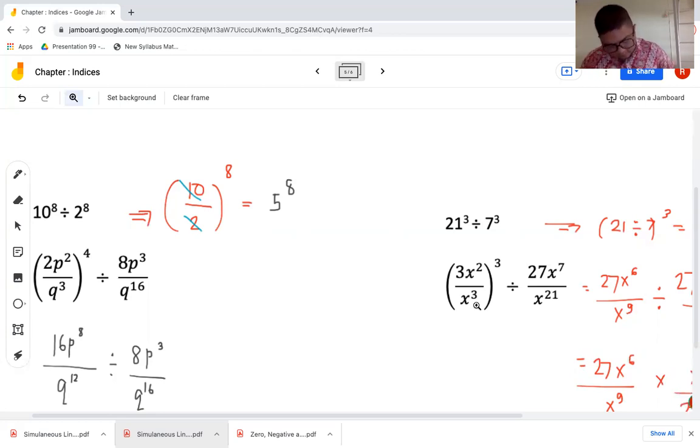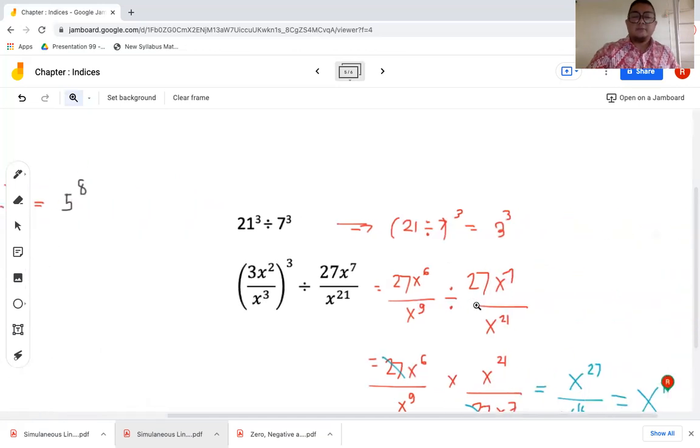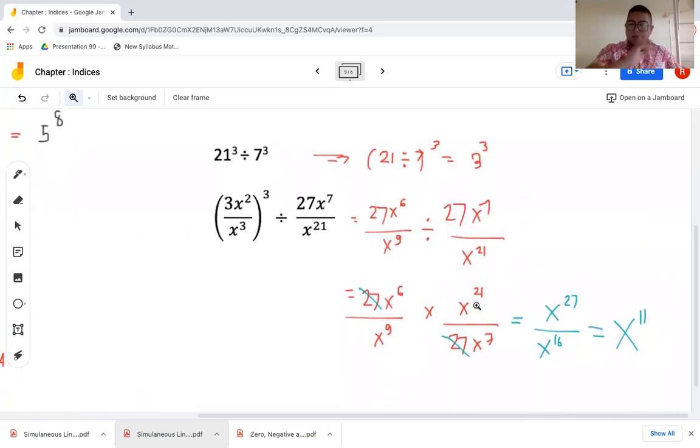27. So if I'm going to calculate for this one, what I'm going to do is cancel out these values, leaving me with x raised to 27 over x raised to 16. Okay, so this is going to give us x raised to 11. All right, so this is the calculation that we had.